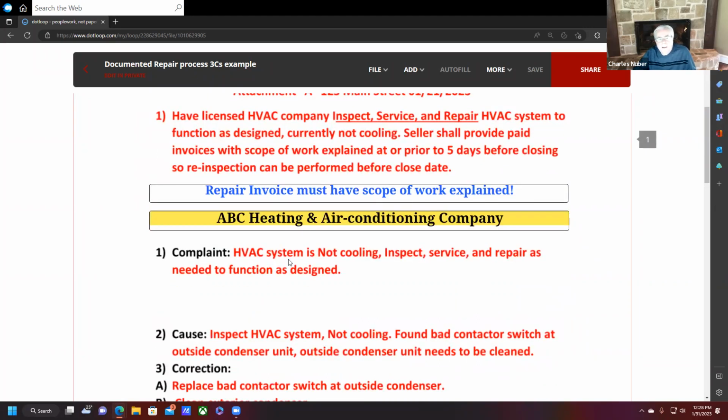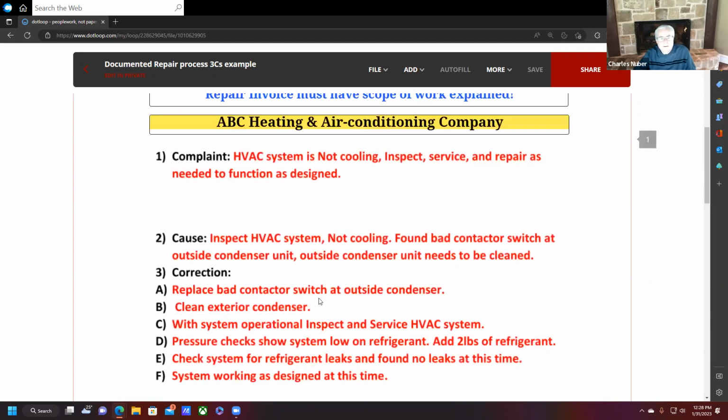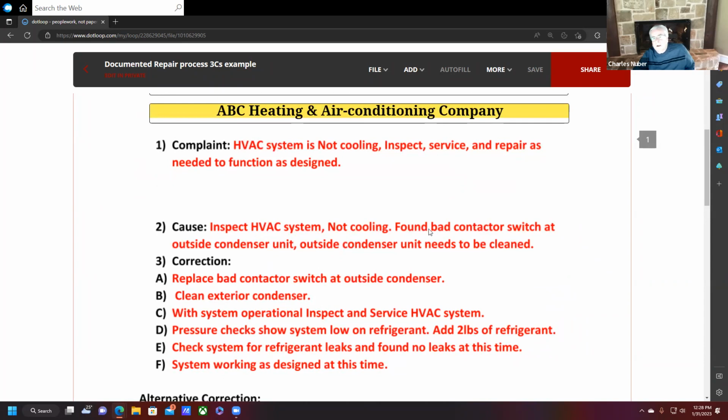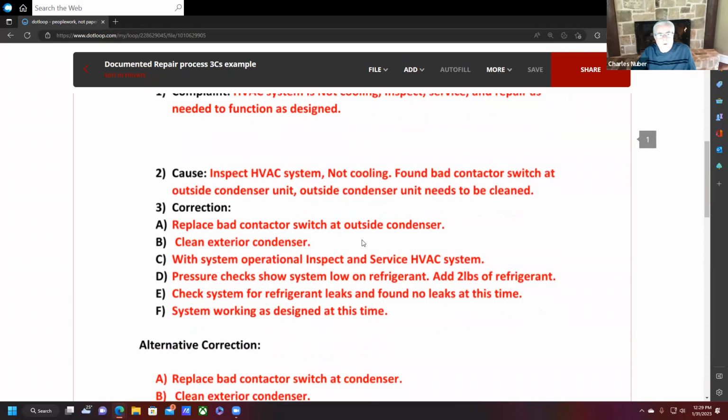Repair invoices must have scope of work explained. Complaint: HVAC system is not cooling. Inspect, service, and repair is needed to function as designed. Cause: inspect HVAC system not cooling. Found bad contactor switch at outside condenser unit. Outside condenser unit needs to be cleaned. So that's what they found on the initial inspection. Correction: replace bad contactor switch at outside condenser. Clean exterior condenser. With system operational, inspect and service HVAC system. Pressure check, show system low on refrigerant. Add 2 pounds of refrigerant. Check system for refrigerant leaks and found no leaks at this time.